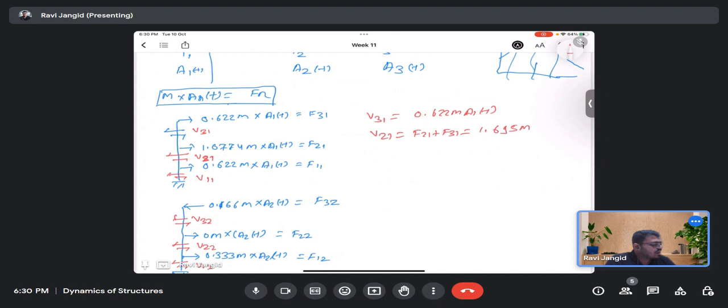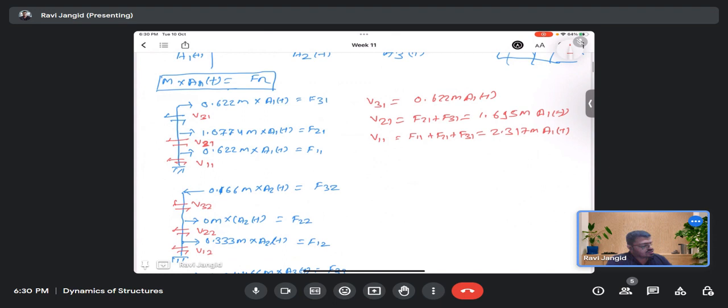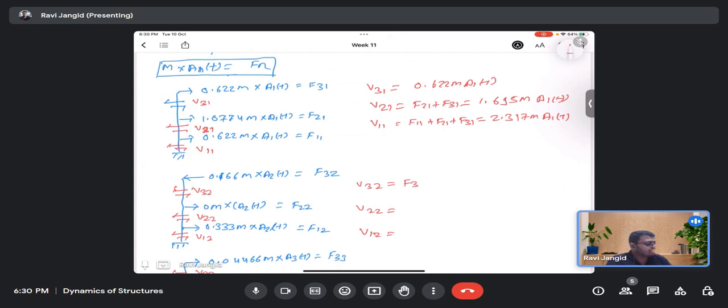If you do that, you will find this as 1.695 m A1T. And for V11, you have to sum all of F11, F21, F31. If you do that, it will be 2.317 m A1T. Similarly, you have to find V22 and V12. For V32, that would be equal to F32, and V22 would be F32 plus F22, and V12 would be F32, F22, F12. So if you do this, you will get 0.166 m A2T, and that is in the opposite direction, so that would be minus.